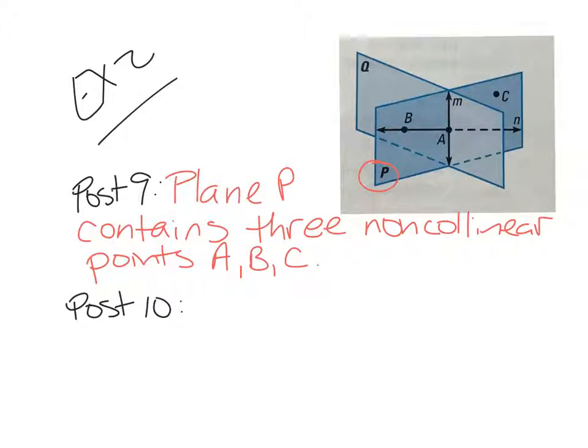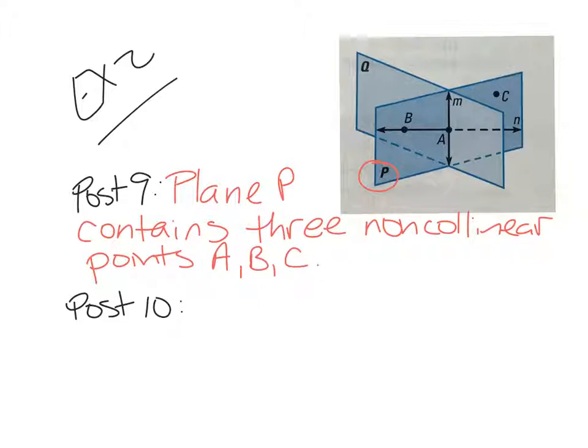Does that make sense? Pretty easy, right? All right, now we're going to do postulate 10. Go ahead and read postulate 10 to me. If 2 points lie in the plane, the line containing them lies in the plane. Very good. So which plane do we want to use on this one?